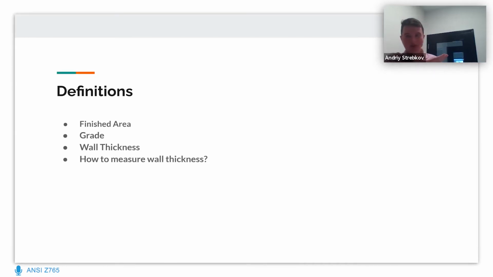Grade is the ground level. I'm sure all of you know this term. Grade refers to the ground level. A floor is considered to be above grade if its floor level is everywhere above ground. And wall thickness, well, it's the thickness of the exterior walls. Typically, standard wall thickness is 6.5 inches. And how to measure wall thickness? Well, you just measure the exterior door or window casings.